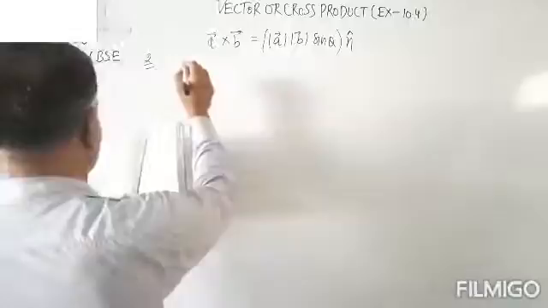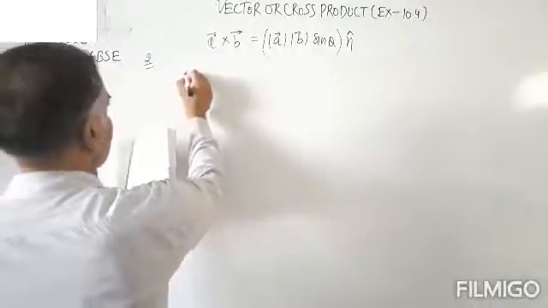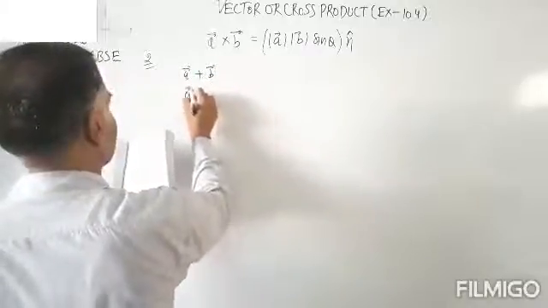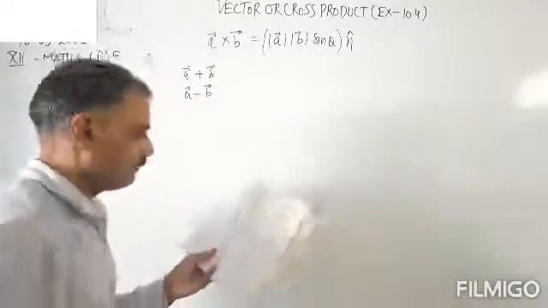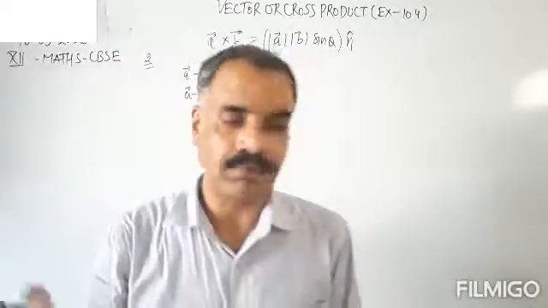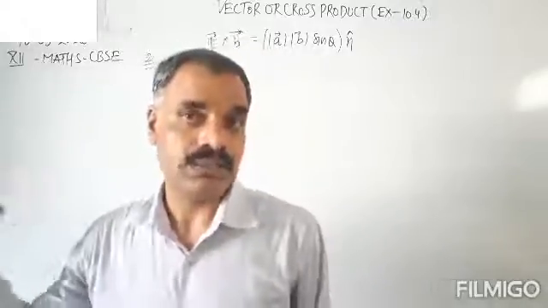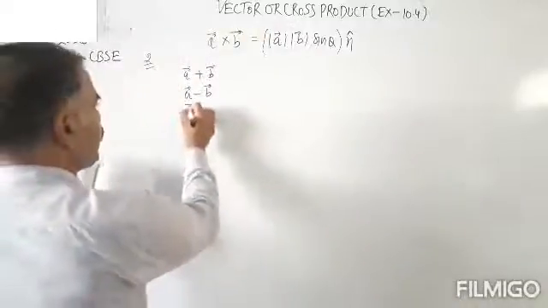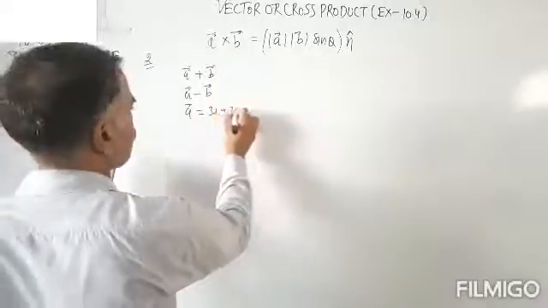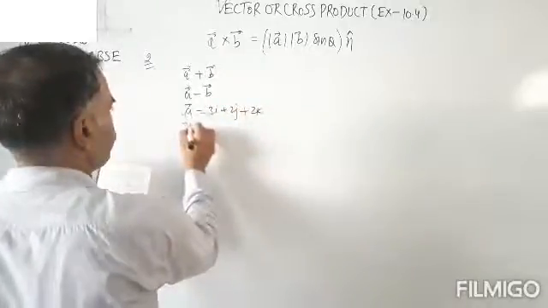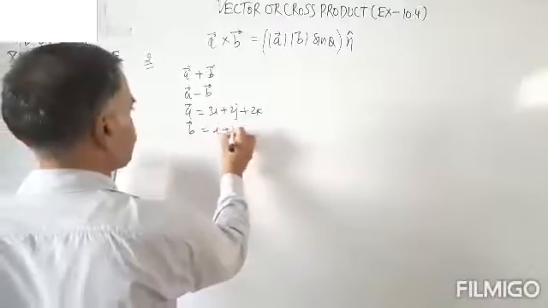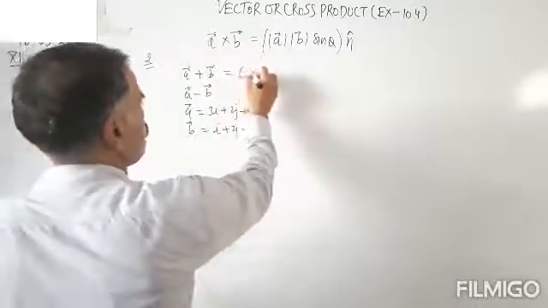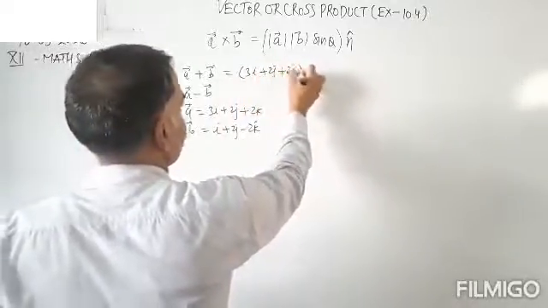Question number second is: find a unit vector perpendicular to both the vectors a vector plus b vector and a vector minus b vector. A unit vector perpendicular to these two vectors, where a vector and b vector are given. A vector is given as 3i cap plus 2j cap plus 2k cap and b vector is given as i cap plus 2j cap minus 2k cap.